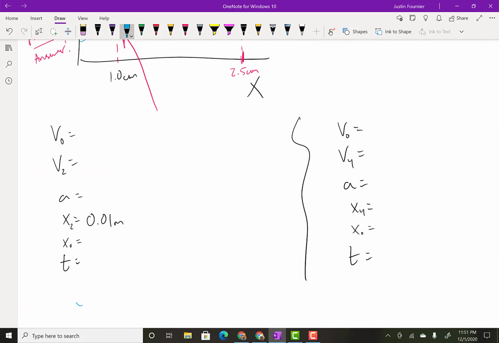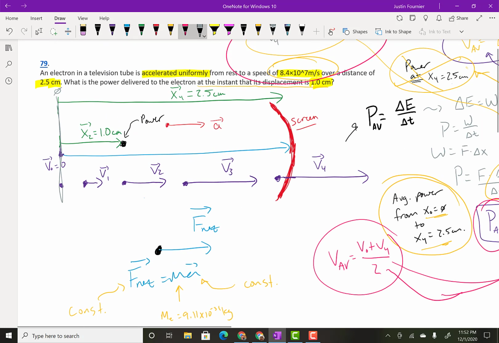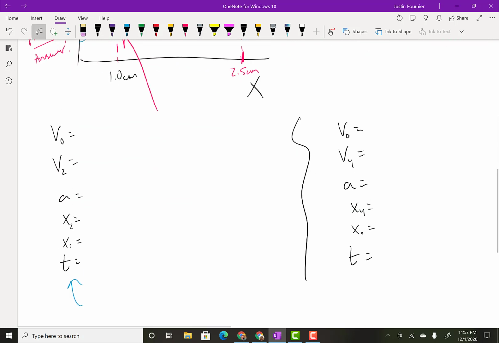I'm going to start here. You always want to establish the initial moment: when the electron's at rest. My final moment is here, when the electron is at the 1 centimeter mark. So let's plug in what I can. These are instantaneous velocities, by the way, velocities at certain moments, and these are instantaneous positions. So my initial velocity, when the electron's at rest, is 0.